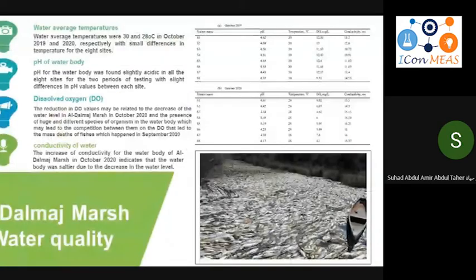For Dalmaj marsh water quality, we put it in this table, taken from October 2019 and October 2020. We found the difference is very clear in the water average temperature, pH of the water body, dissolved oxygen, and conductivity of the water. And we can see clearly the disaster which happened to the fish in Dalmaj marsh in September 2020 because of the high pollution in this water.